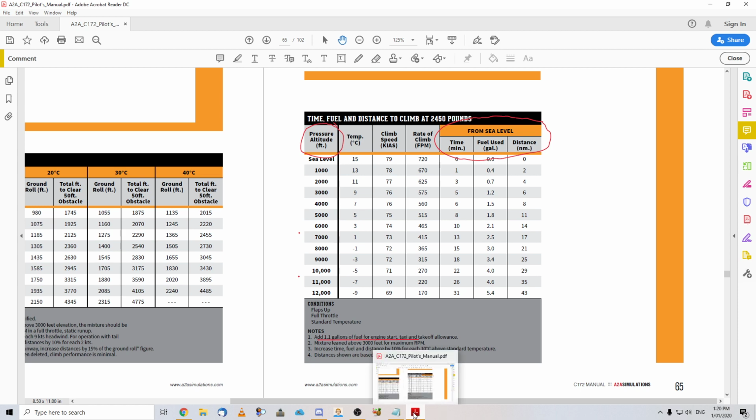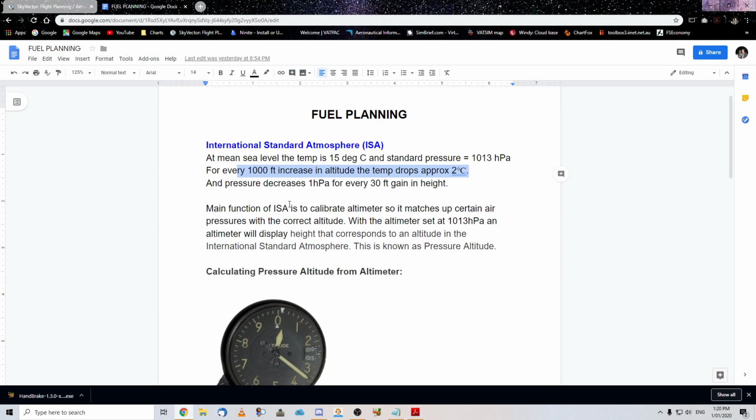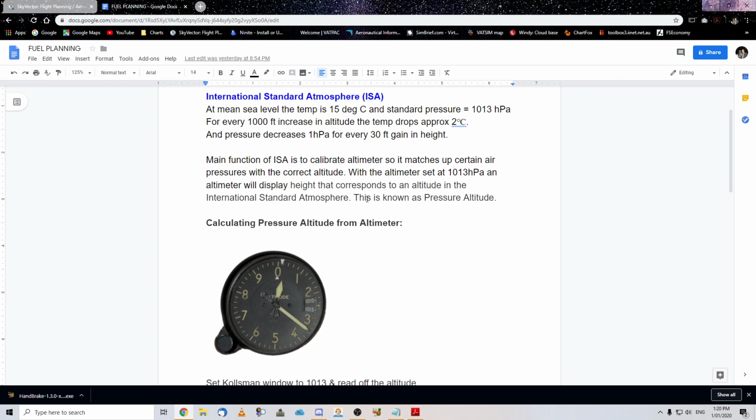Okay, so if we go back, the main function of ISA is to calibrate the altimeter so it matches up certain air pressures with the correct altitude. And with the altimeter set at 1013 hectopascals, an altimeter, which is this thing down here, will display the height that corresponds to an altitude in international standard atmosphere, and this is known as the pressure altitude. Well, what does that mean?